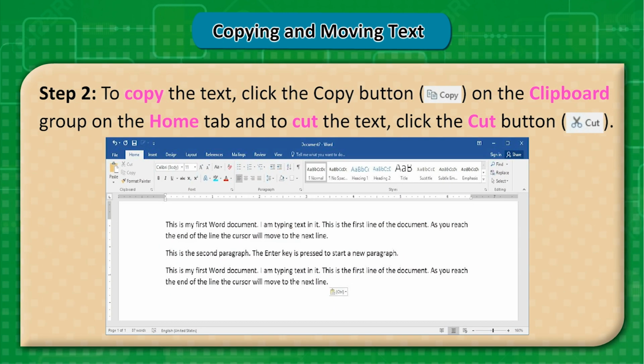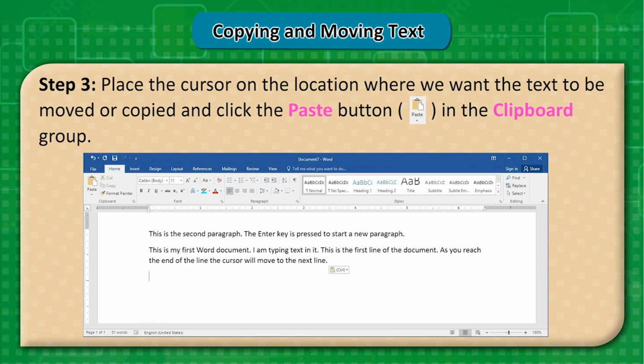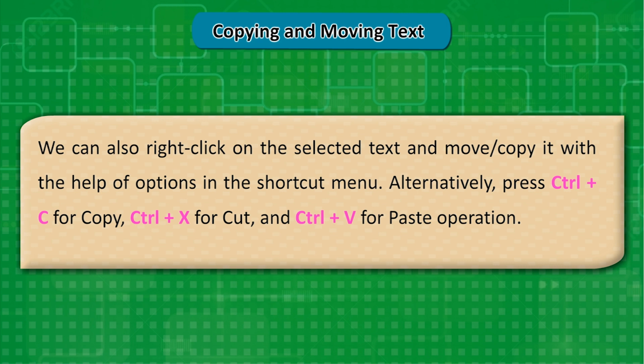Step 2. To copy the text, click the Copy button in the Clipboard group on the Home tab, and to cut the text, click the Cut button. Step 3. Place the cursor on the location where we want the text to be moved or copied and click the Paste button in the Clipboard group. We can also right-click on the selected text and move or copy it with the help of options in the shortcut menu. Alternatively, press Ctrl+C for copy, Ctrl+X for cut, and Ctrl+V for paste operation.